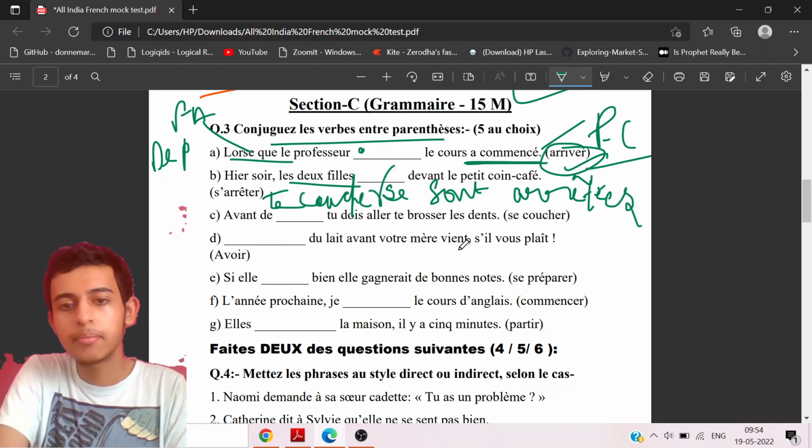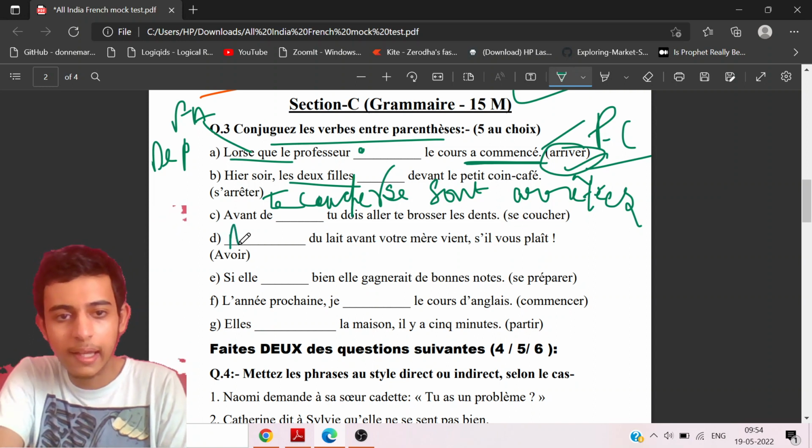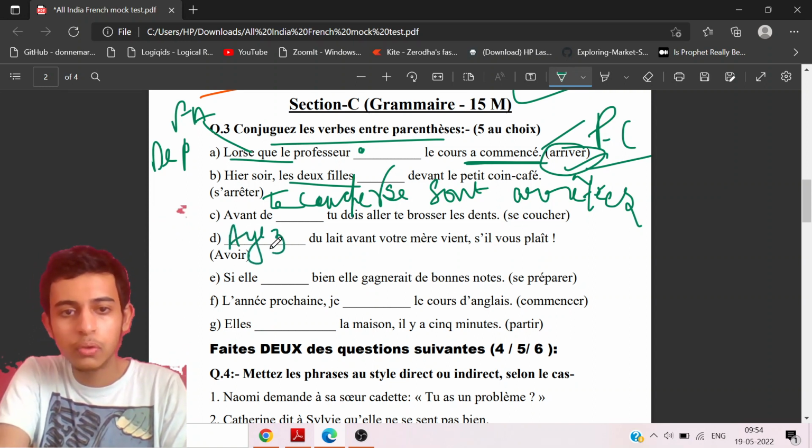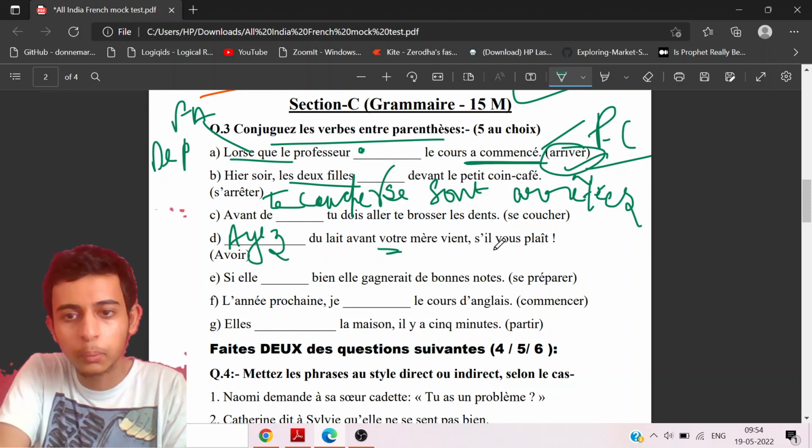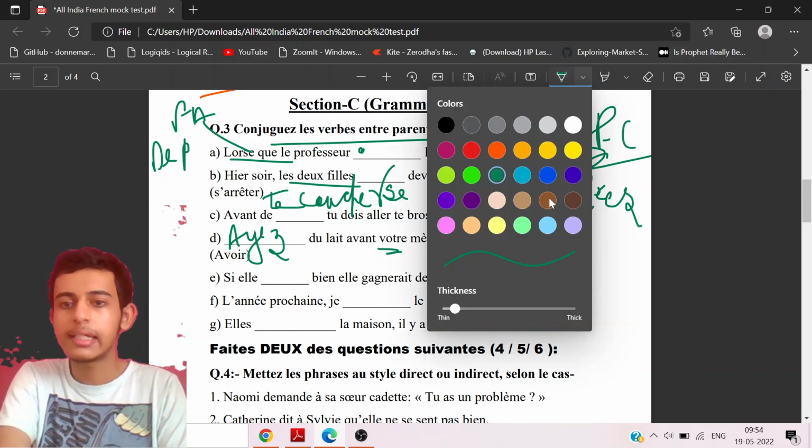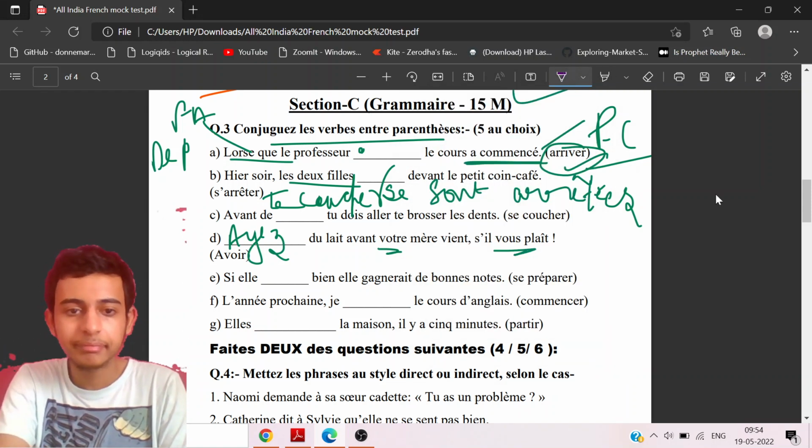Dash du lait avant votre mère vient, s'il vous plaît. Avoir becomes aller. How we got to know we have to use vous is because it is votre and vous. These are going to be your indicators for using it.